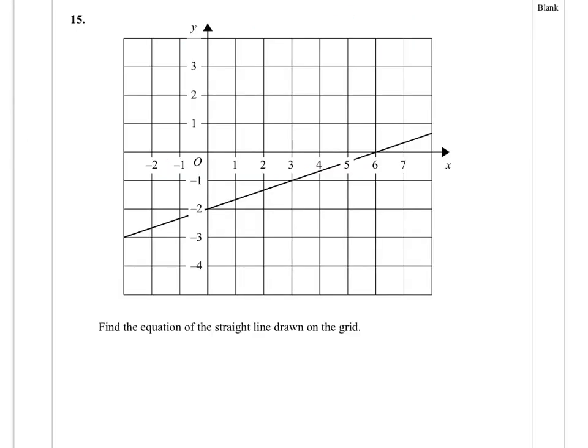Okay, so this is straight line graph stuff. Find the equation of the straight line drawn on the grid. Every straight line can be expressed as y equals something times x plus something. y equals mx plus c. Something you'll get familiar with before your GCSE. Okay, the m is the gradient, that tells you how steep it is, and the c is the y-intercept. That tells me where my straight line crosses the y-axis.